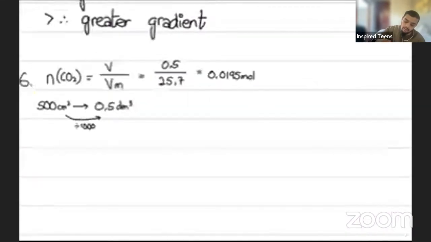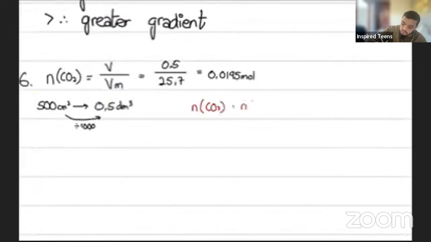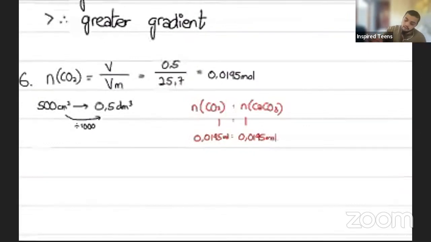So let's write that out. We'll write moles of CO2 is to moles of CaCO3 is a 1-to-1 ratio, which is therefore 0.0195 moles to a 0.0195 mole ratio. So therefore, the moles of CaCO3 is 0.0195 as well.